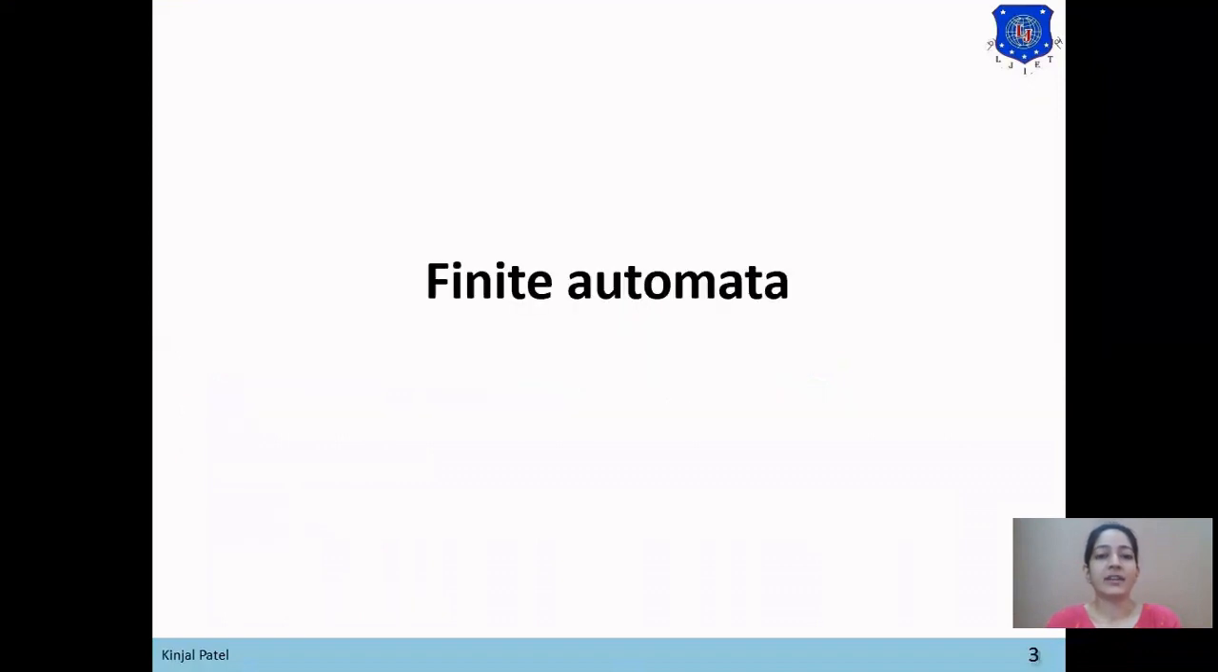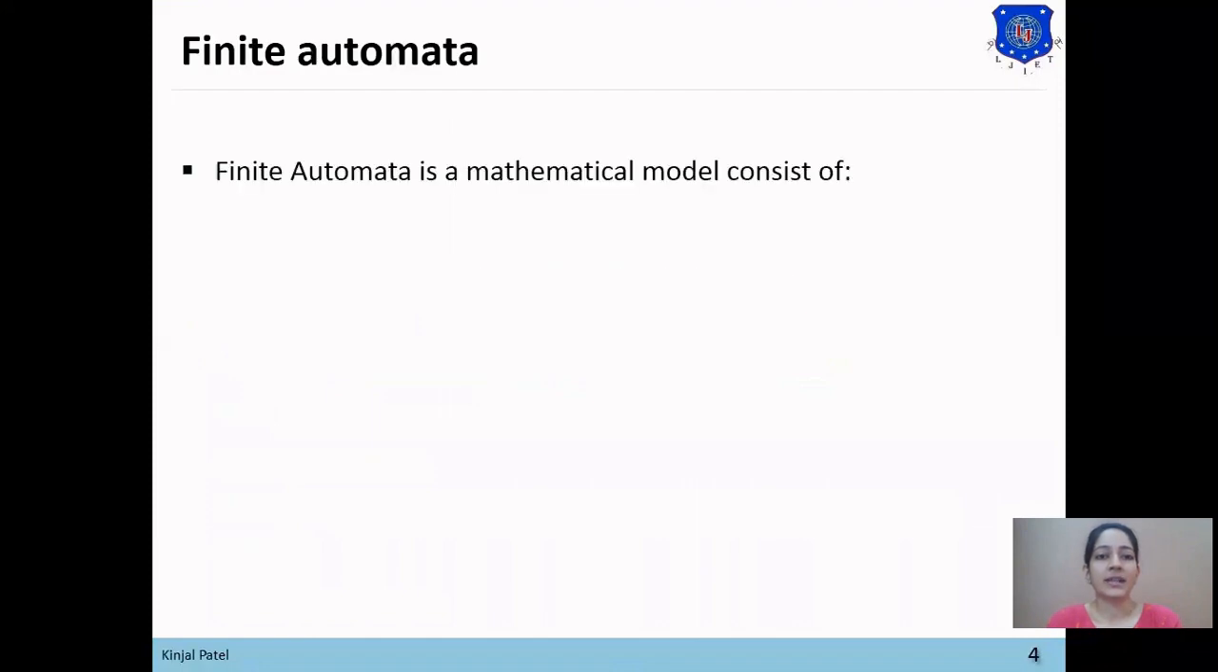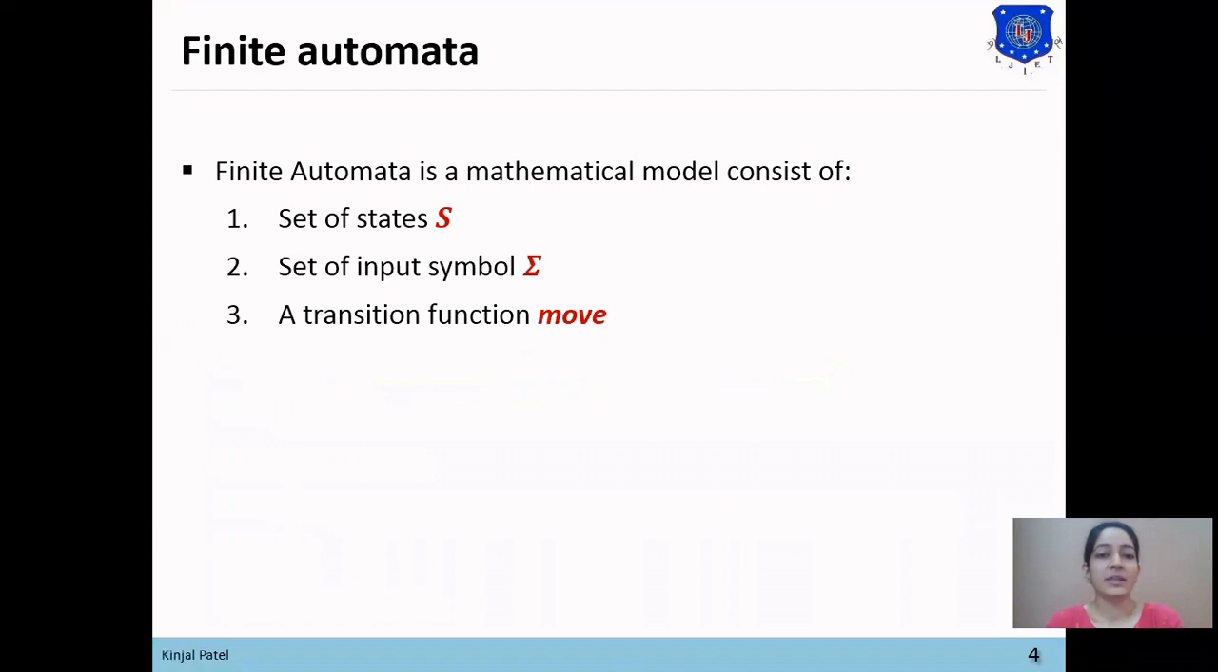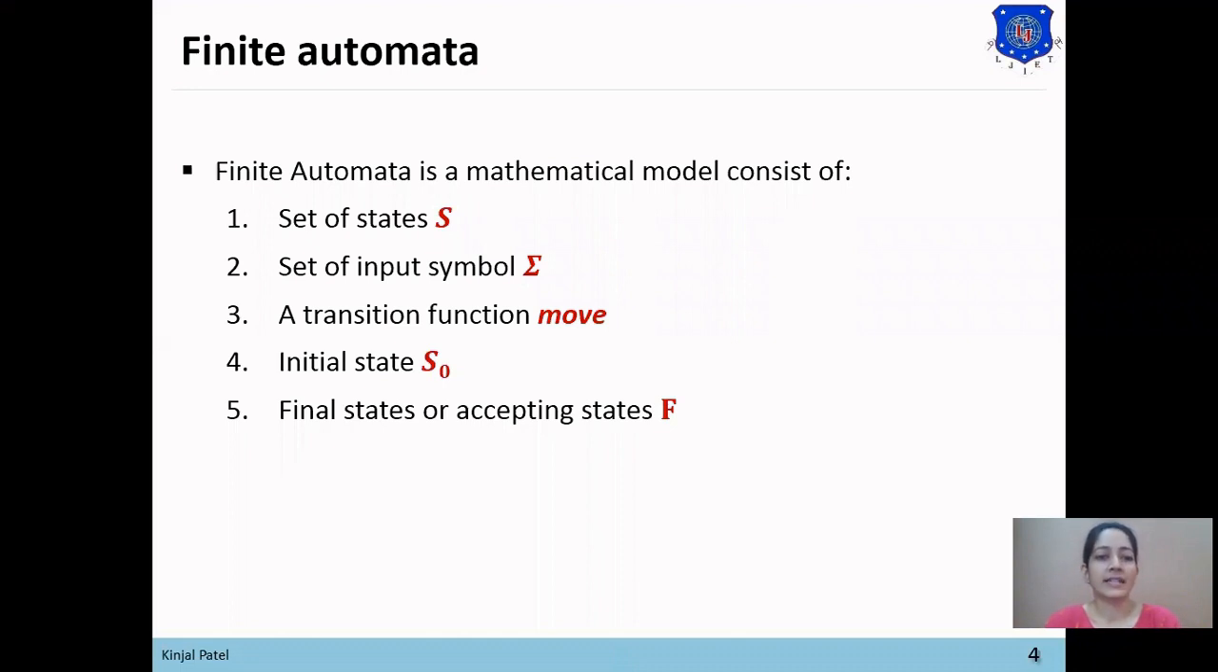So first, what is finite automata? Finite automata is a mathematical model consisting of a set of states, which we can denote as S, a set of input symbols, which can be denoted as sigma, a transition function, which can be denoted as mu, an initial state, which can be denoted as S0, and final states, or accepting states, which we can denote as F. So finite automata consists of a set of states where there can be one initial state and there can be more than one final state or accepting state.